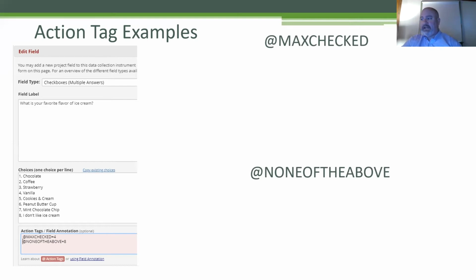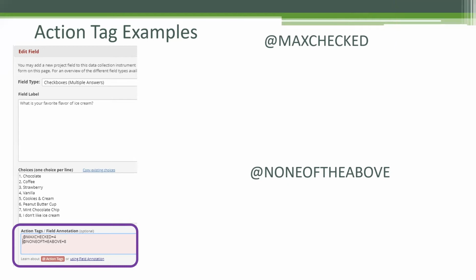On the left, we have a checkbox field that allows for multiple answers. What is your favorite ice cream? And you can see that we've already defined the action tags. Max checked equals 4 and none of the above equals 8.